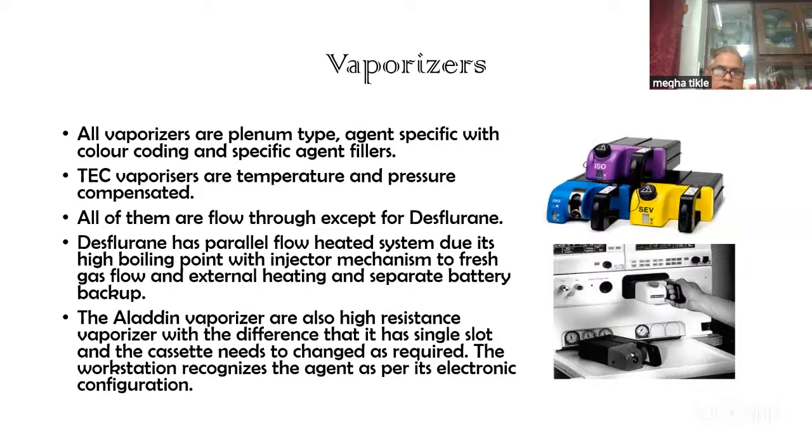Now, the desflurane vaporizer is unique also in the part that it has an external heating mechanism and a separate battery backup from the anesthesia machine so that it can be constantly used. In machines like the ASS, the Aladdin vaporizer is used, which is a cassette type of vaporizer. Again, this is a plenum type only. Again, specific for agents. The only difference is that at the back side of this vaporizer, there is a specific computer notation. So the machine recognizes what agent is being attached to the machine and how much the dial concentration can move for that gas.